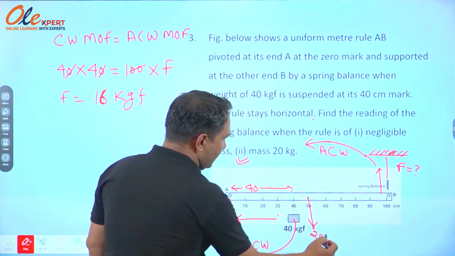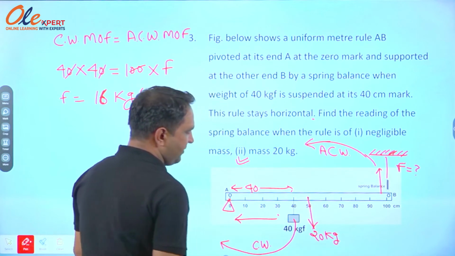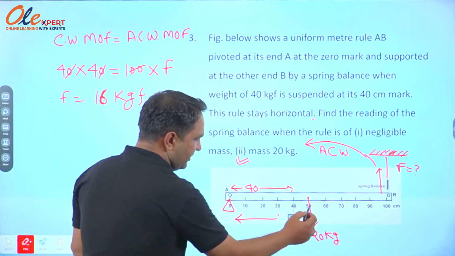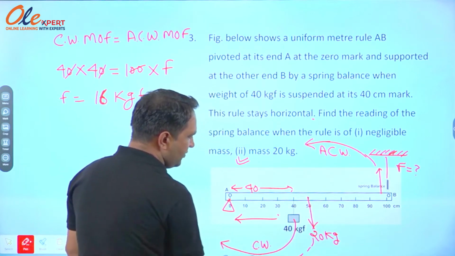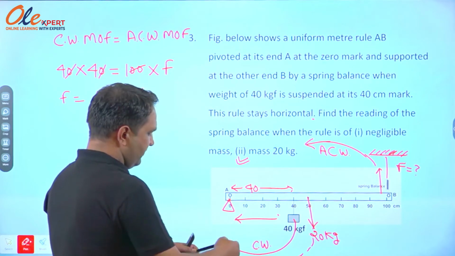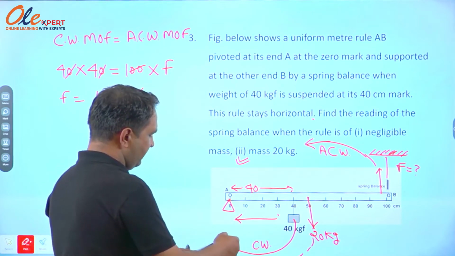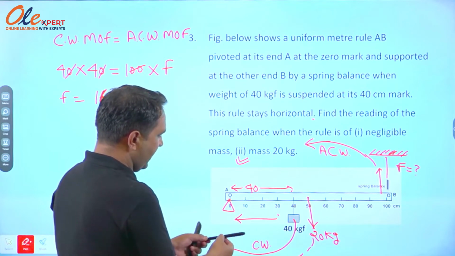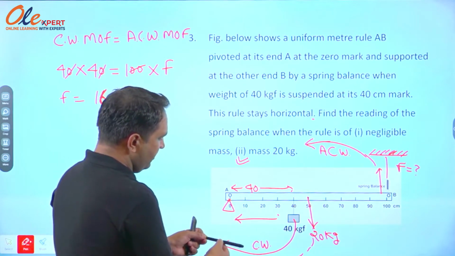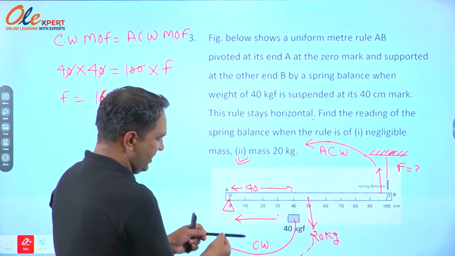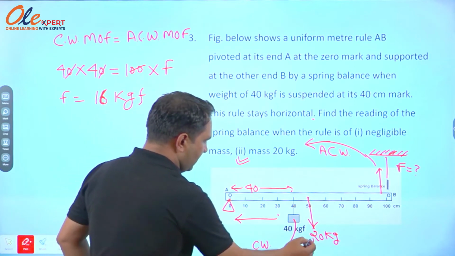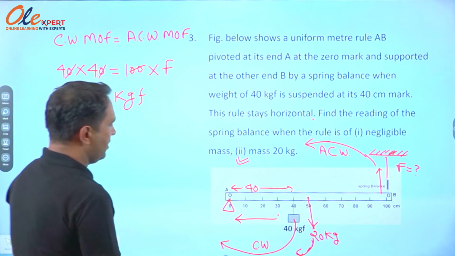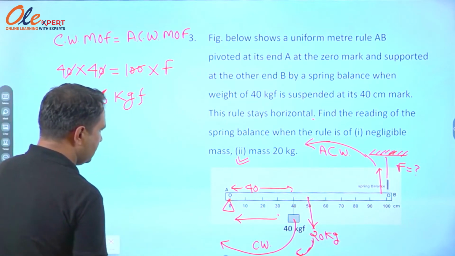Now this 20 kg will do which type of moment of force? It will also do clockwise moment of force, right? If you hang something here, it will try to move it in this side. So it will also do the clockwise moment of force. So now again we will balance it.